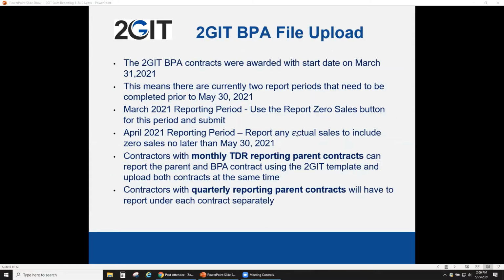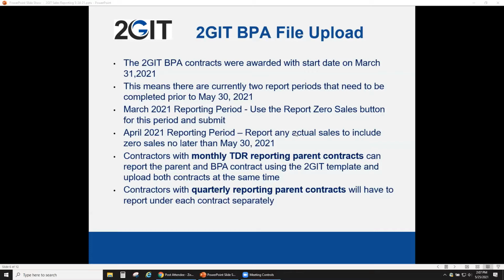2GIT BPA file upload. The 2GIT BPA contracts were awarded with a start date of March 31st, 2021. This means there are currently 2 reporting periods that need to be completed prior to May 30th of 2021. Remember, your 2GIT BPA is a monthly upload, so you're having to upload your sales on these contracts once a month. Now, your March 2021 reporting period, Don Marcus is going to walk you through a one-click solution to be able to report 0 sales.